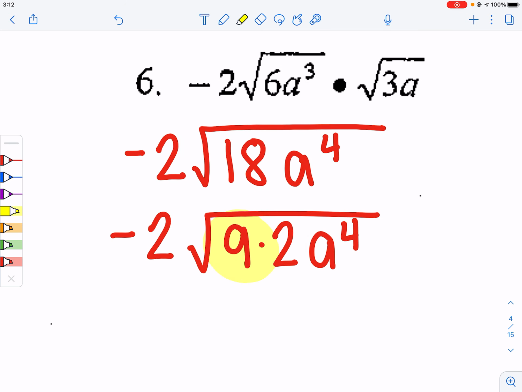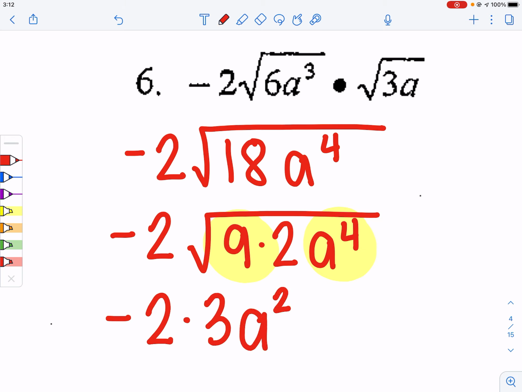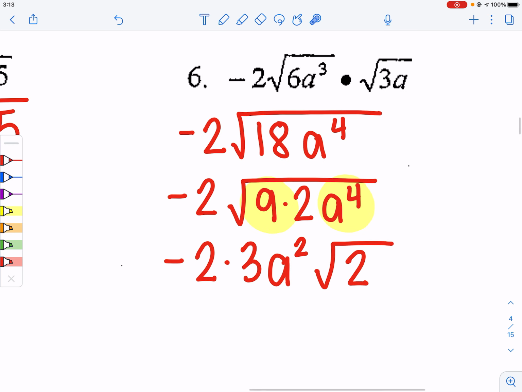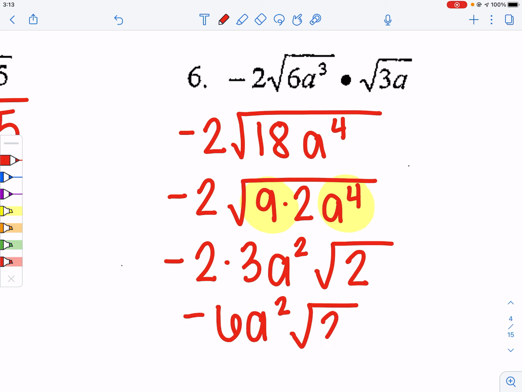Let's highlight what we are about to take the square root of. I know the square root of 9 is 3. And then I know half of 4 is 2. So I have A squared. And then this 2 stays inside the radical. So keep it in there. And then last step is to just multiply -2 times 3, which gives me -6 A squared root 2.